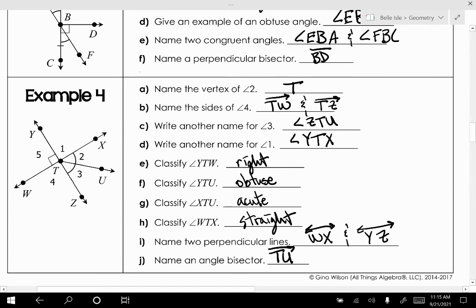There we go. Okay, and then the angle bisector is TU. Any questions on naming or classifying angles? Okay, let's move on to the next notes.